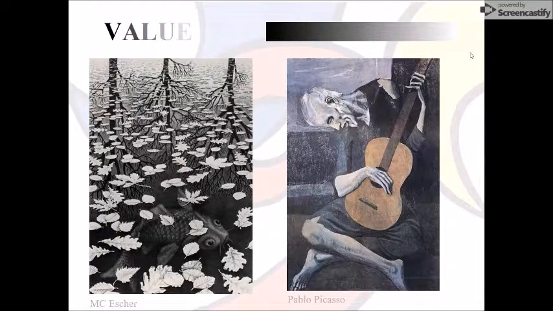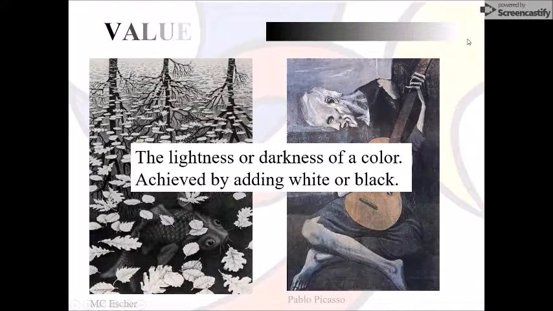The painting on the right by Pablo Picasso shows value because it has blues, but it has light and dark values of the blues. It has blue with white in it and blue with black in it to create different value. So value is the lightness or darkness of a color, and it's achieved by adding white or black.